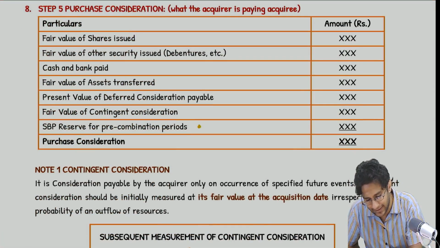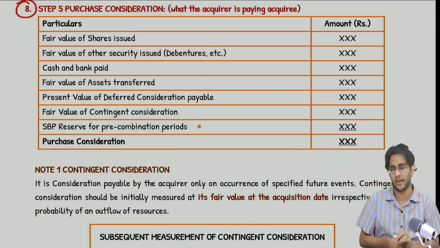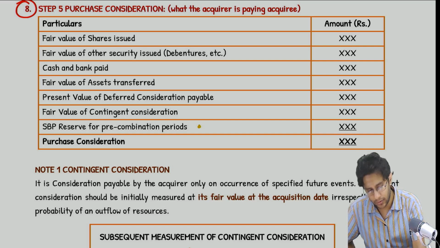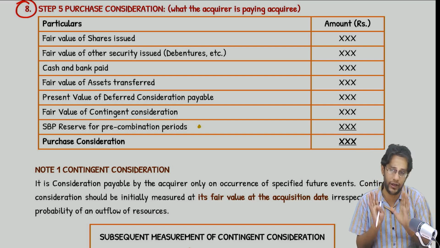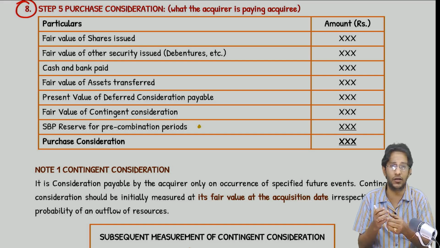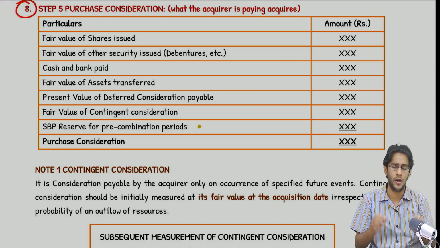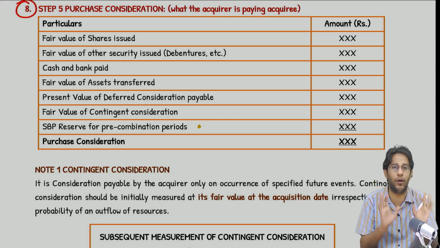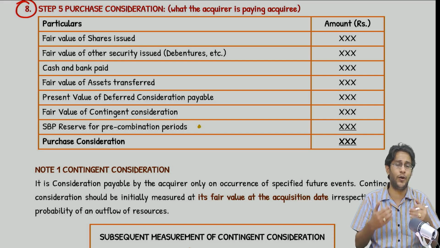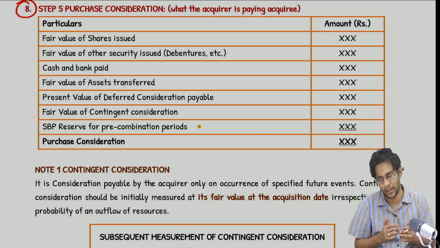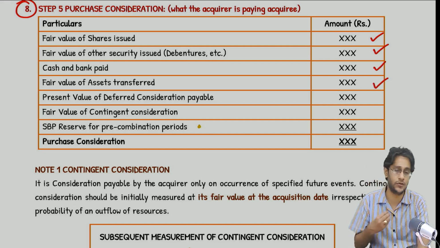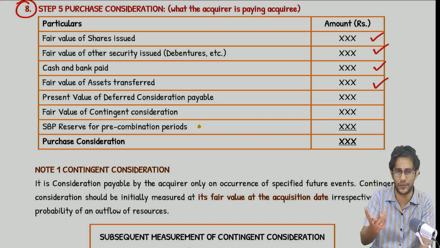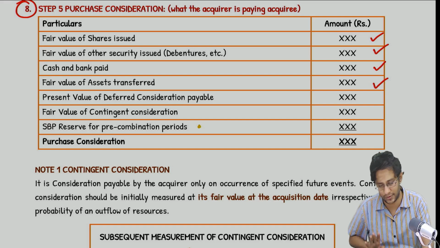Now coming to the PC calculation step. This is important, sir, because obviously without PC we cannot work out goodwill or capital reserve. So the PC calculation: whatever you are giving, let it be shares, securities, cash, deferred consideration, or contingent consideration, consider the fair value of that. The fair value of what the acquirer is paying, that is the PC. So let's see: fair value of shares issued, fair value of any other security issued, any cash and bank given, fair value of any assets given. Suppose instead of giving cash, you have paid some assets as PC. So the asset's fair value will become the purchase consideration.